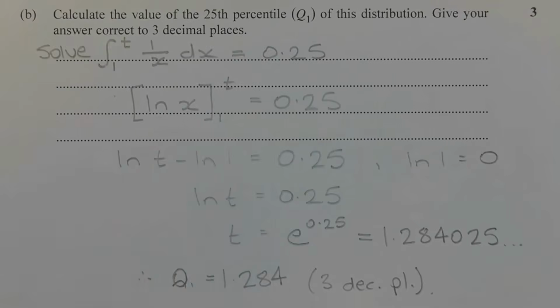Applying the limits of integration, we get ln of t minus ln of 1 is equal to 0.25, and we want to solve for t. Now note that ln of 1 is equal to 0. So the equation simplifies to ln of t is equal to 0.25. Raising both sides of the equation to the base e to cancel out this ln function, we get t is equal to e to the power of 0.25, which is approximately 1.284025 and so on. But we need to round that value correct to 3 decimal places. Therefore, the first quartile, Q1, is equal to 1.284, correct to 3 decimal places.